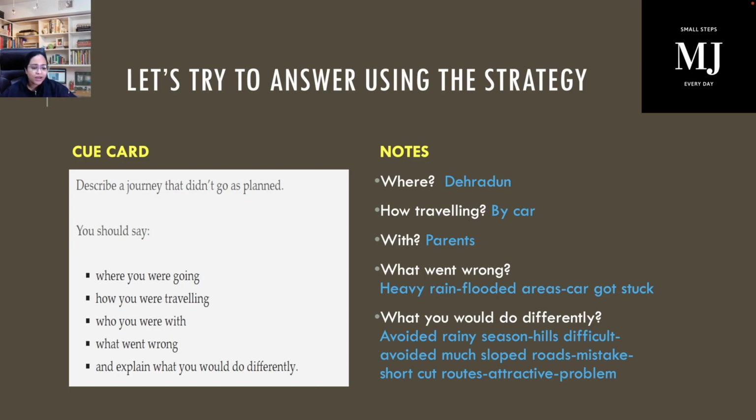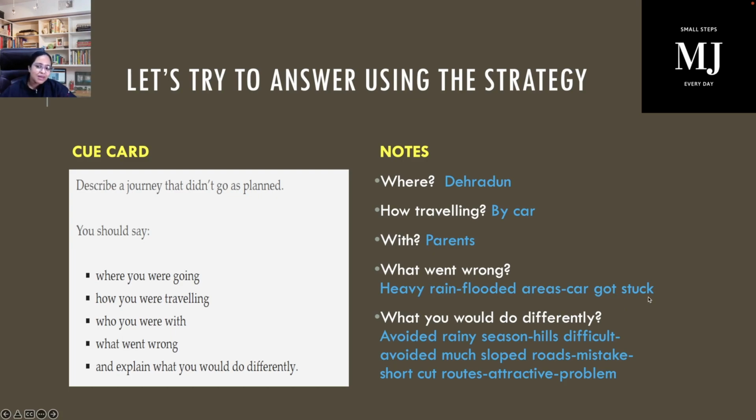How traveling? Oh, by car. With parents. What went wrong? Now, you have almost answered everything. So these were the factual questions. Quickly, you have done that. And now come the ones with description. What actually went wrong? Now description is there, but are you supposed to write the description in detail in that 1 minute? No. So how are we going to do that? Just giving ourselves hints. So heavy rain, dash, flooded areas, dash, car got stuck.